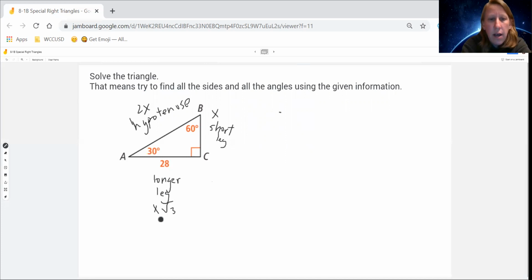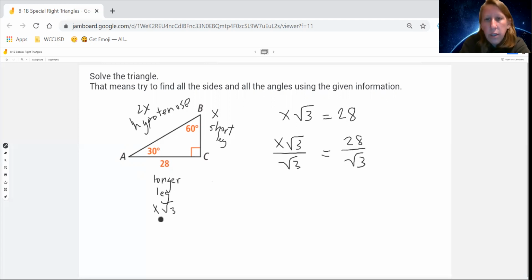So I'm going to do X times the square root of 3 is equal to 28. And if I want to find X, then I need to divide both sides by the square root of 3. And dividing by square roots is kind of weird and annoying, but I can do it. Okay, that's 1. So this is X.